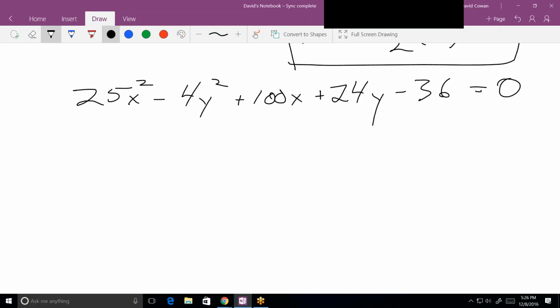Your next line would be 25x squared plus 100x minus 4y squared plus 24y equals 36.